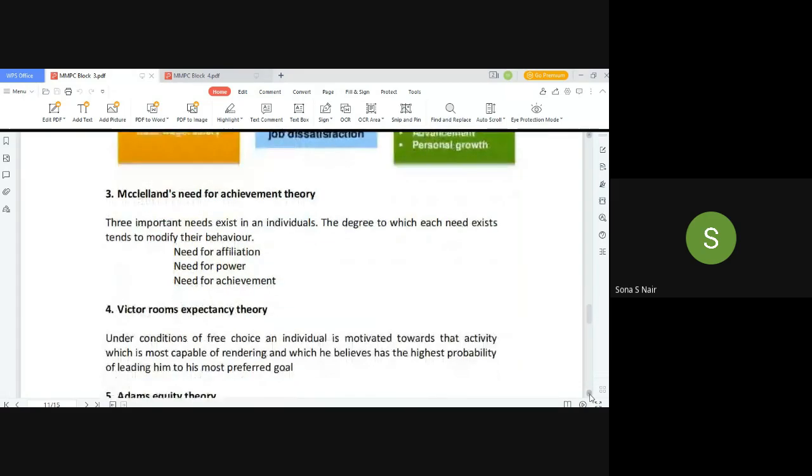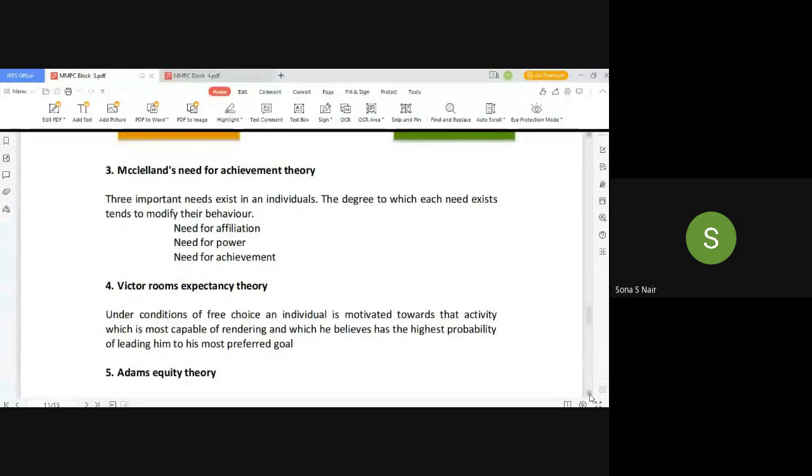Let us come to the third theory, which is called McClelland's need for achievement theory. Now, what are we looking at actually? We are looking at the different theories of motivation. We are looking at these theories to understand why people are motivated and in what manner they are motivated. So McClelland's need for achievement theory says that there are three important needs which exist in individuals. And these three needs are need for affiliation, need for power, and need for achievement.